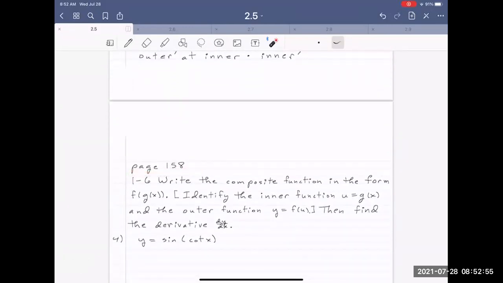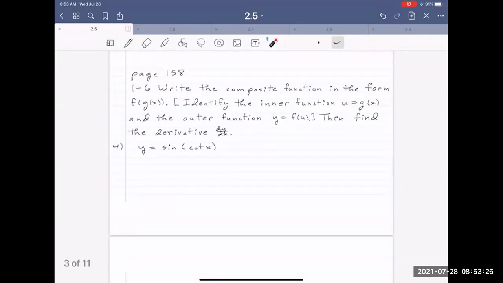On page 158, in problems 1 through 6, write the composite function in the form f composed with g at x, identify the inner function u equals g of x, and the outer function y equals f of u, then find the derivative dy over dx. Okay, so let's do that.